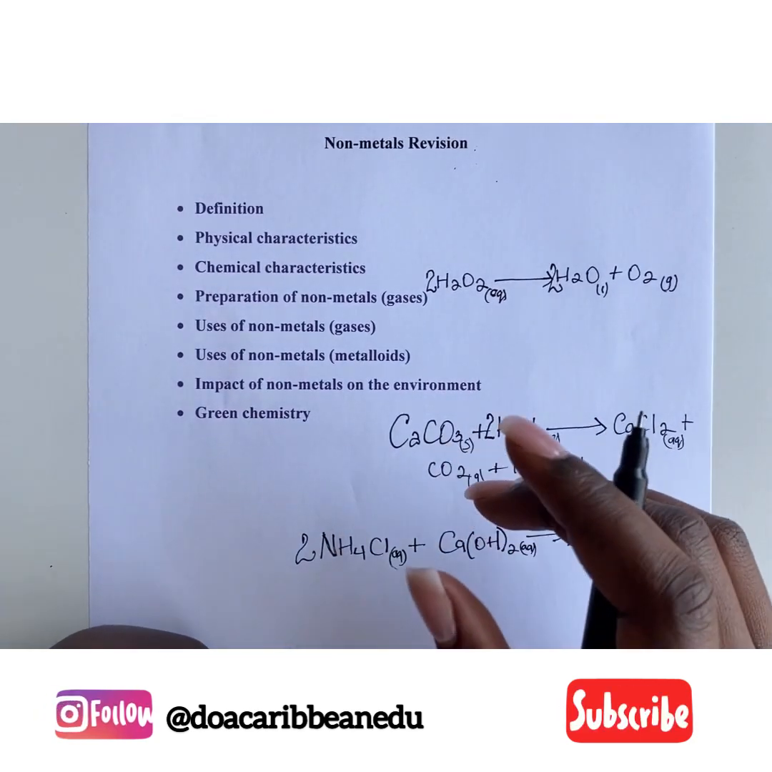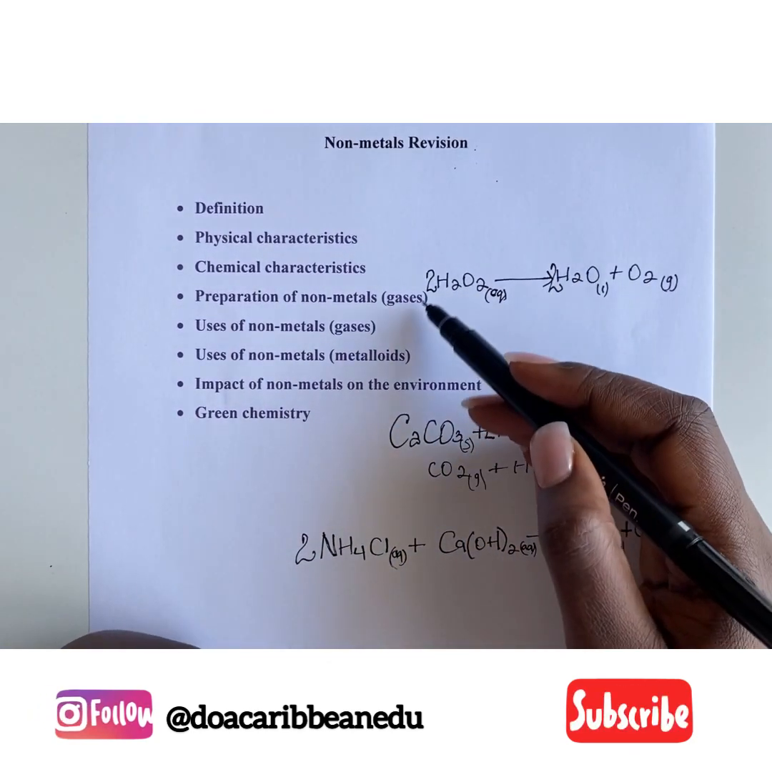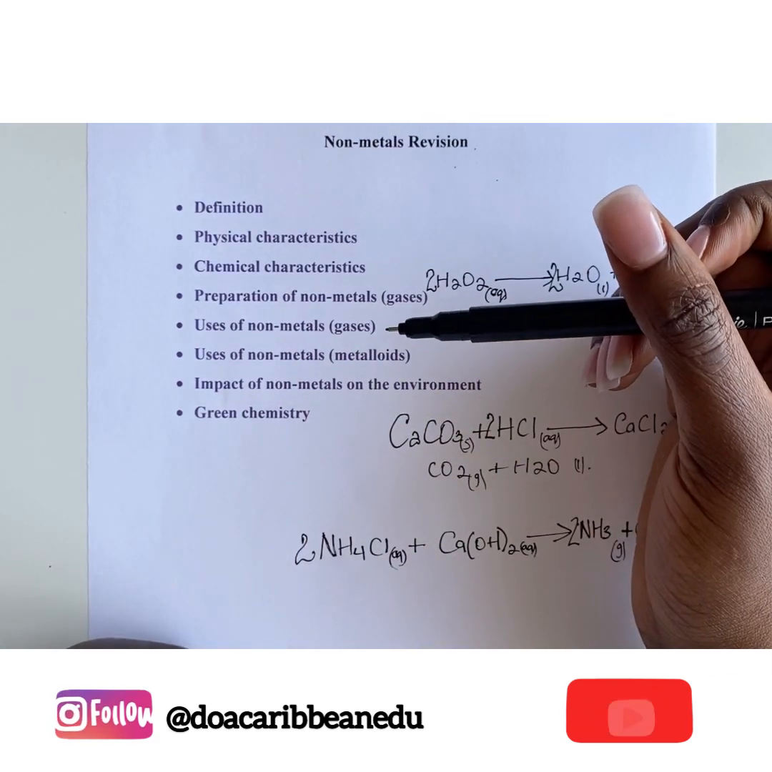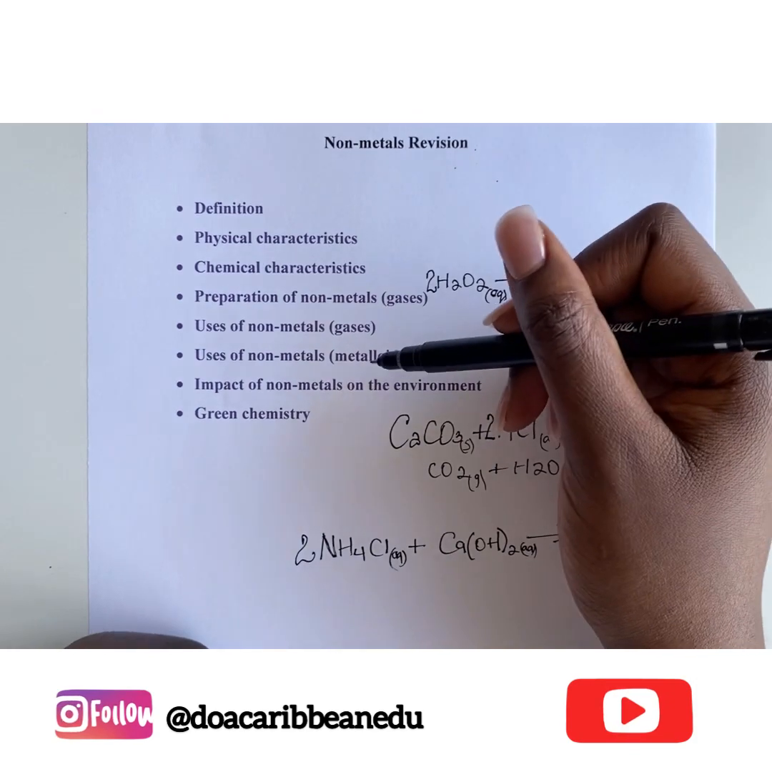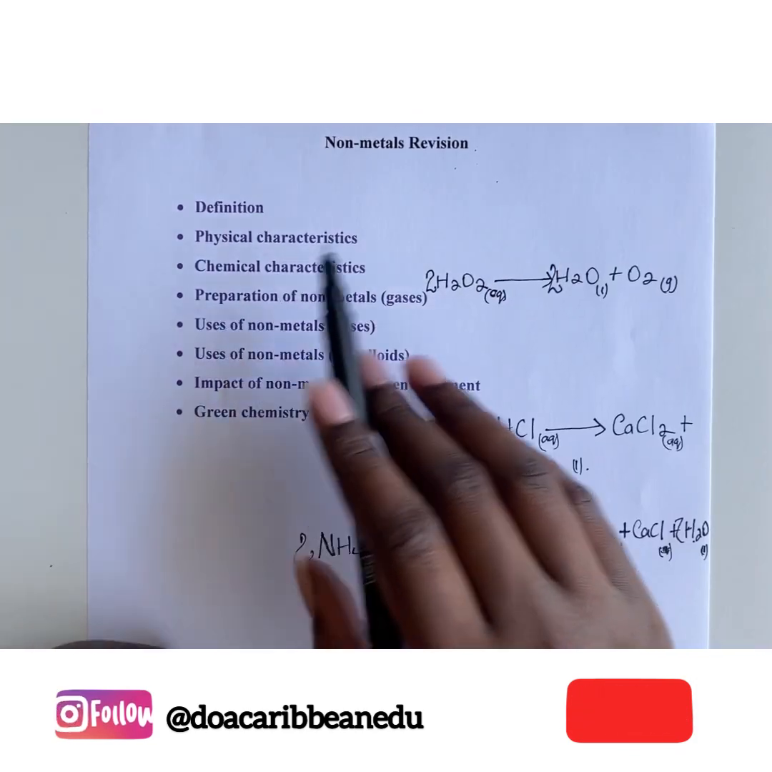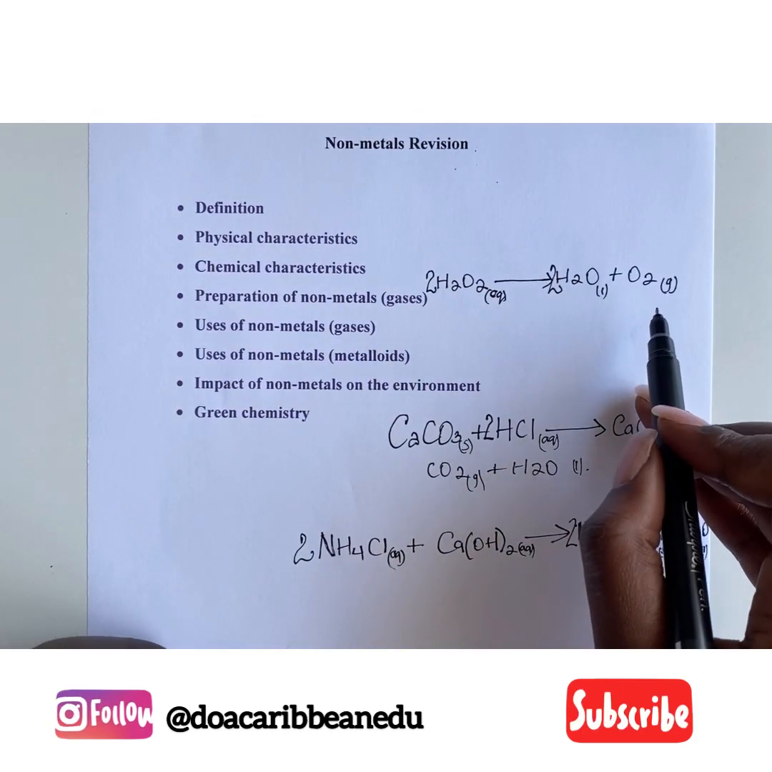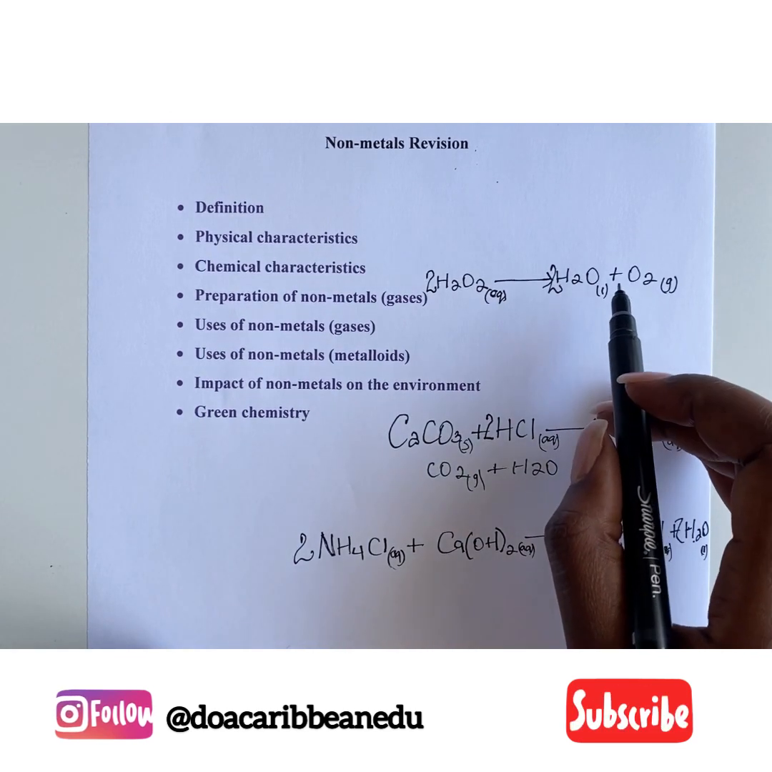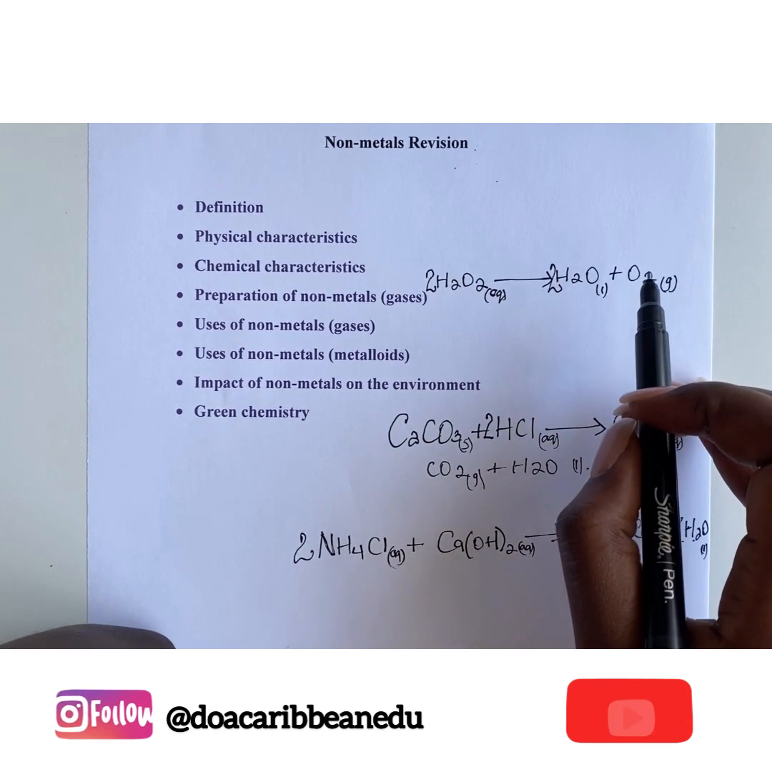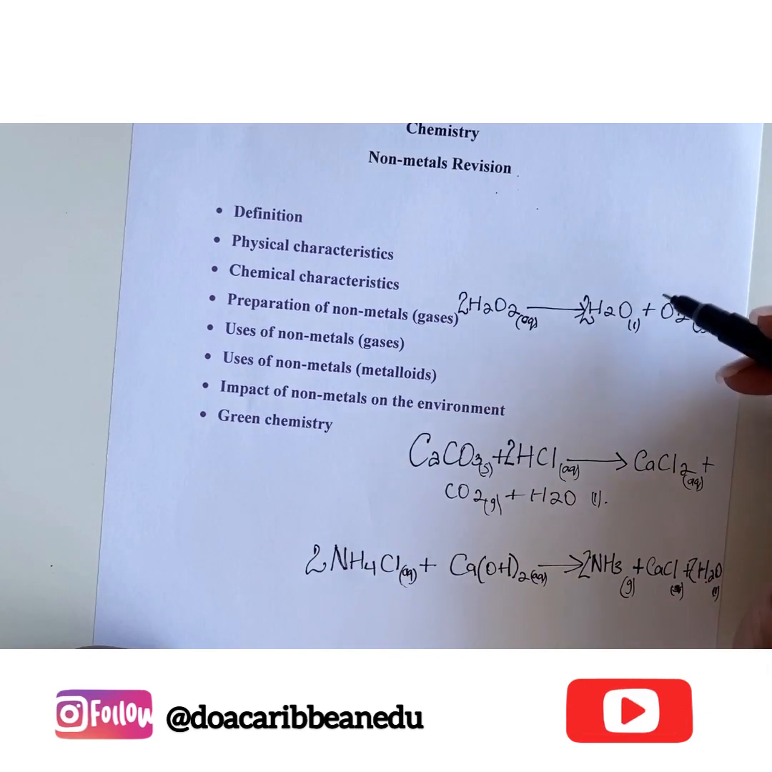That's it with the preparation of nonmetals, specifically the gases. Let's now talk about the uses of nonmetals, including the gases, the metalloids, and the other elements. Gases, oxygen, we know that oxygen is needed for respiration. So we can find oxygen in tanks in the hospital helping patients to respire.